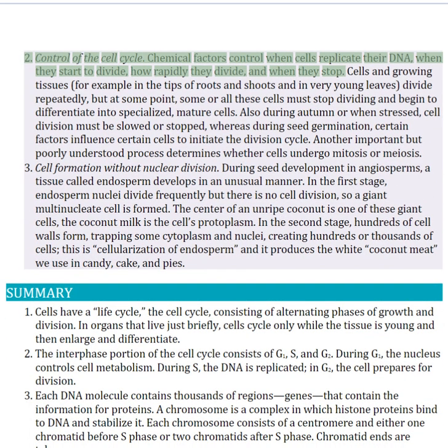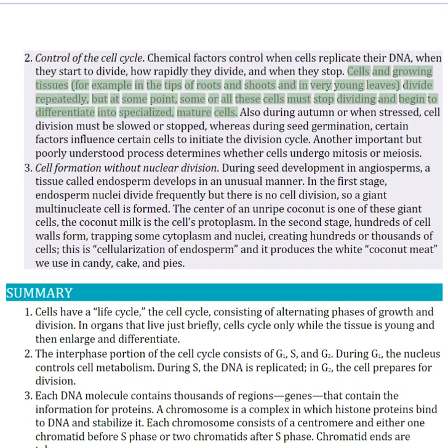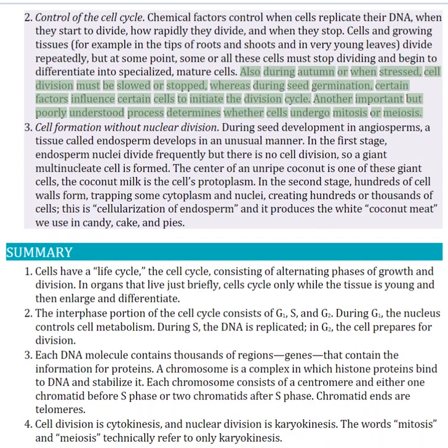2. Control of the cell cycle. Chemical factors control when cells replicate their DNA, when they start to divide, how rapidly they divide, and when they stop. Cells and growing tissues divide repeatedly, but at some point, some or all these cells must stop dividing and begin to differentiate into specialized, mature cells. Also during autumn or when stressed, cell division must be slowed or stopped, whereas during seed germination, certain factors influence certain cells to initiate the division cycle. Another important but poorly understood process determines whether cells undergo mitosis or meiosis.